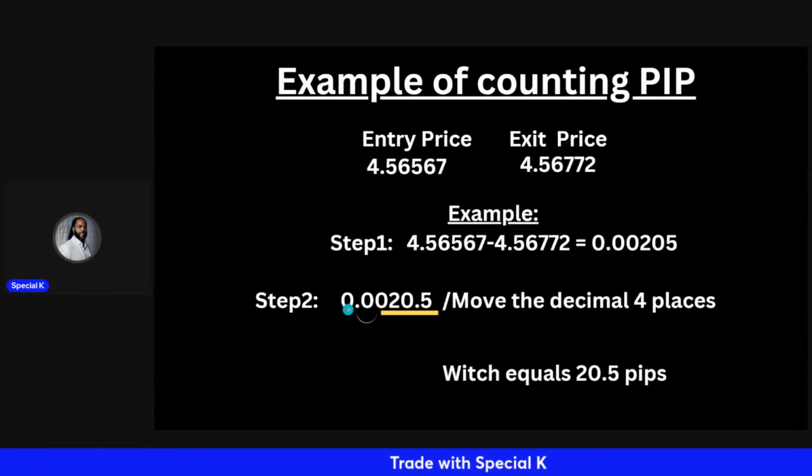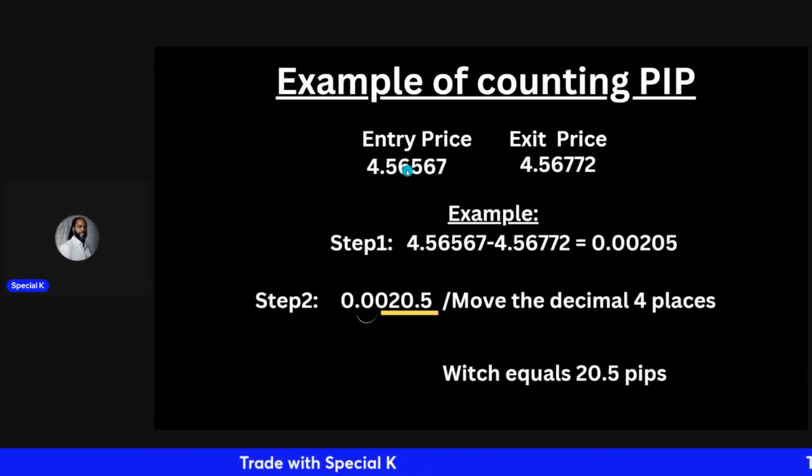You're going to move the decimal 4 places. So 1, 2, 3, 4, right? And as you see this yellow line that's hovering right here, it shows, okay, you're up 20.5 pips. That's the quick way of counting pips just by hand, right?